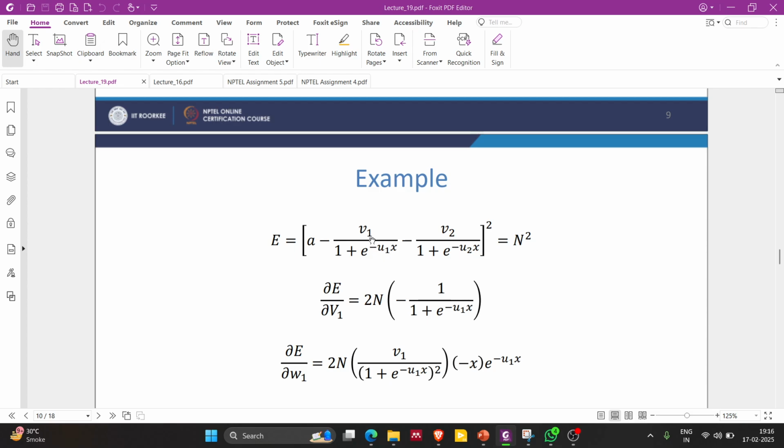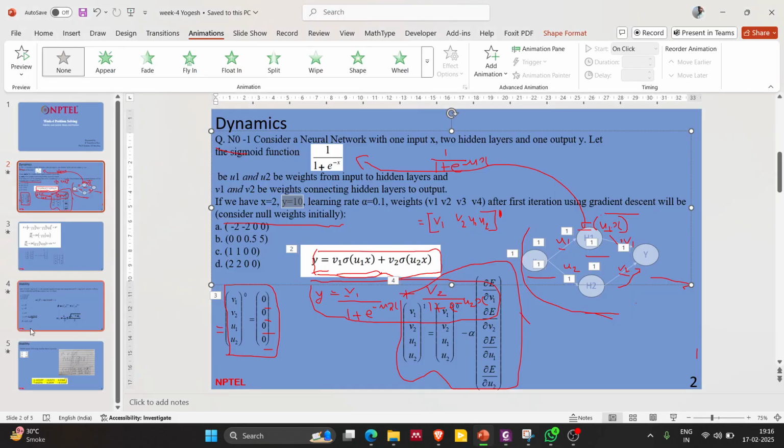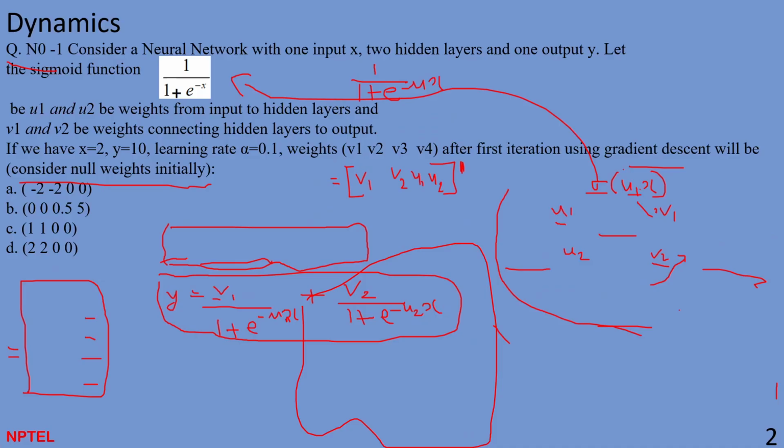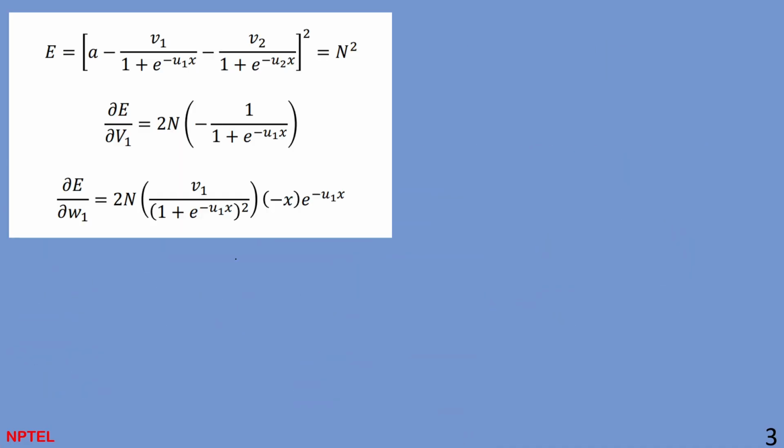So u1 is here, v1 is here. Please do the partial differentiation carefully. When you do it like that, the division rule will apply, and you will get the square term at the bottom. This is what you will get. So after getting that, this is basically what you will get.